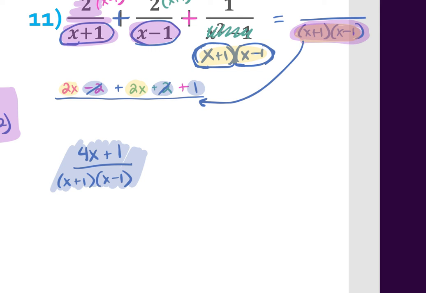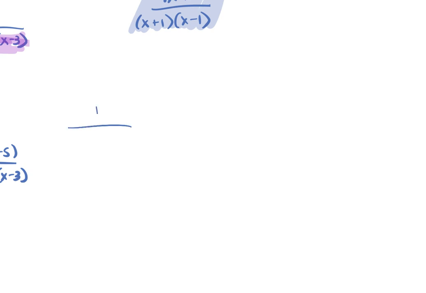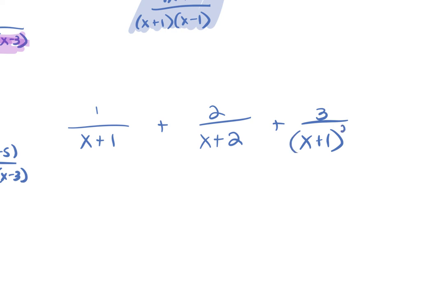Questions? Okay, so some variations that might pop up. Let's say I get something like 1 over x plus 1 plus 2 over x plus 2 plus 3 over x plus 1 squared.